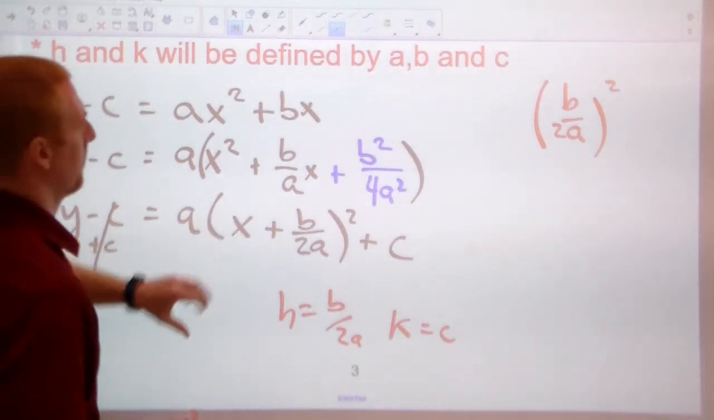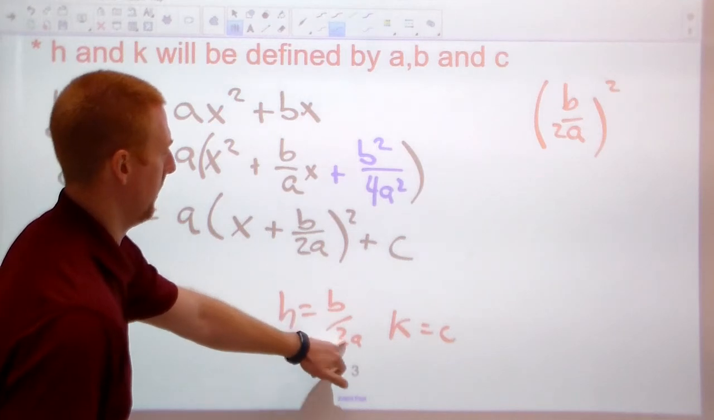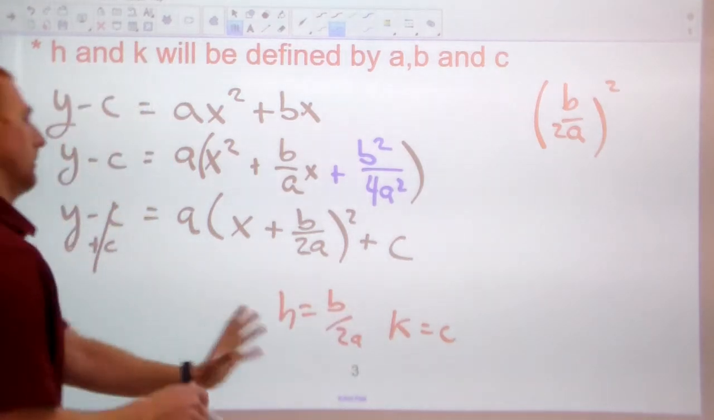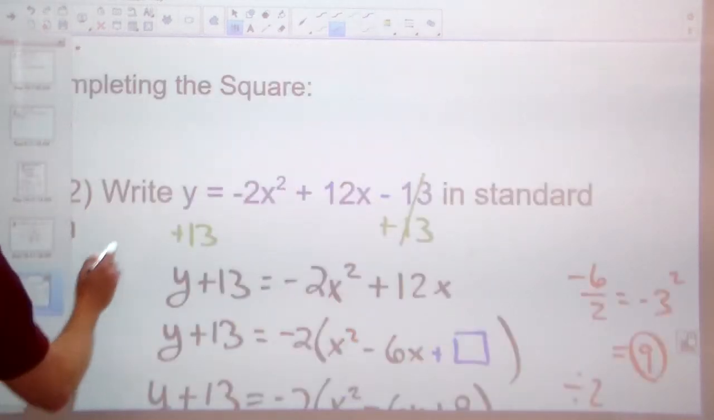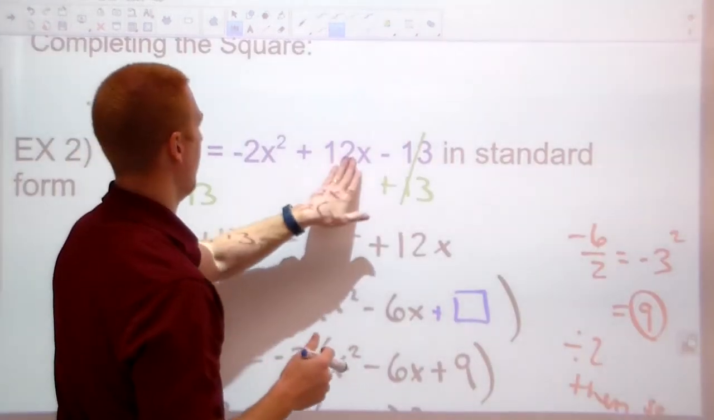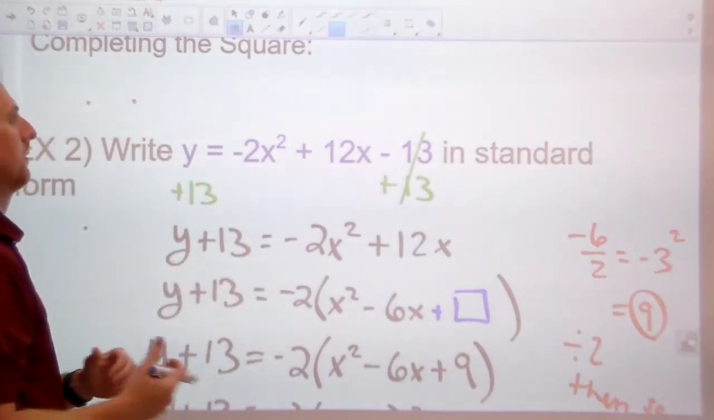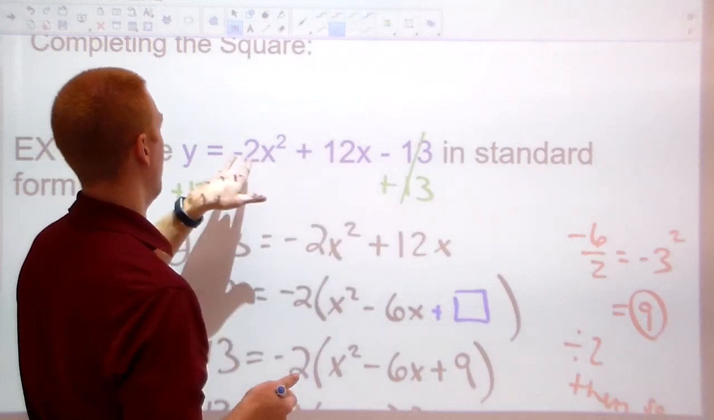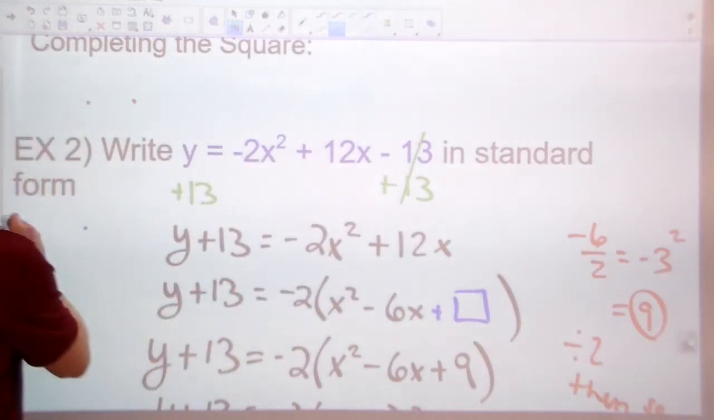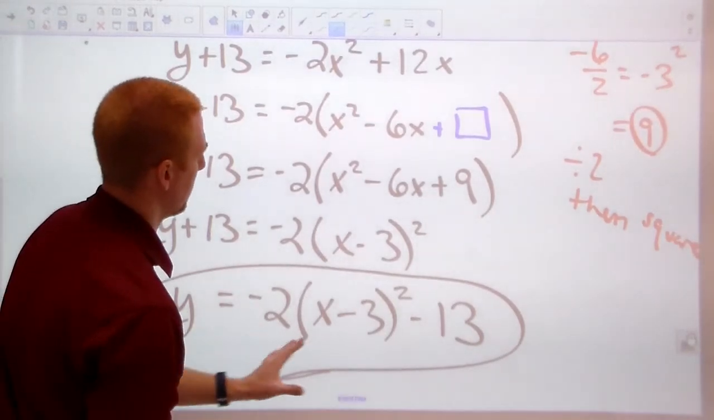So I did ask you to check with example 2. Let's see if that's how it unfolds. Let's see if the h value is b over 2a. Let's see if the k value is c. So let me run back. So b divided by negative 2a, that's going to be our h value. So 12 divided by negative 4 would be 3. Now one little catch here, or I'm sorry, it was negative 3.